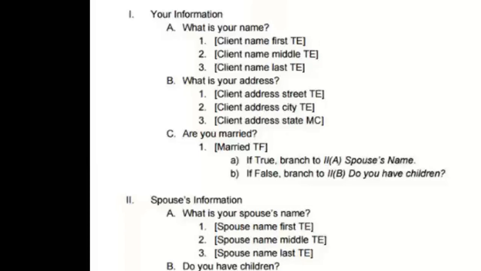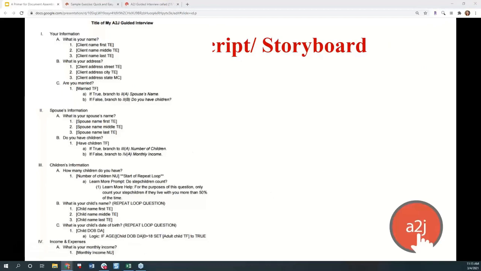You can also start building in conditional branching. For 1C, you can see, are you married? I want to store the answer to that question in married TF, a true/false variable. If true, I'm going to branch them to 2A, the spouse's name. If false, so they're not married, I'm going to branch them onto the children question, because the spouse information isn't relevant to these people.